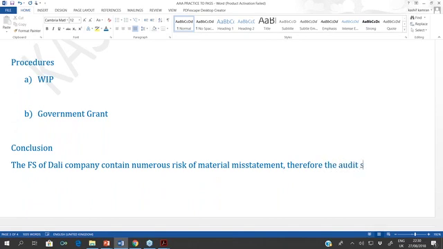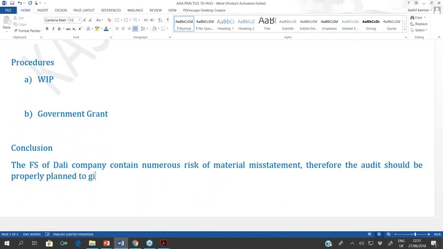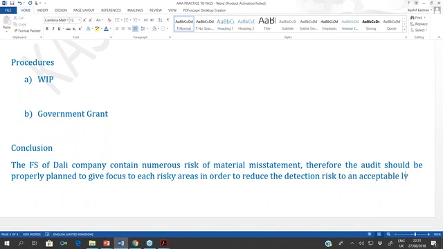Therefore, the audit should be properly planned to give focus to each risky area in order to reduce the detection risk to an acceptable level. See, I brought that detection risk in my conclusion. The financial statement of Dali Company contains numerous risk of material misstatement. Therefore, the audit should be properly planned to give focus to each risky area in order to reduce the detection risk to an acceptable level.